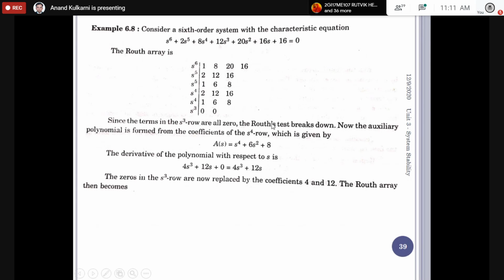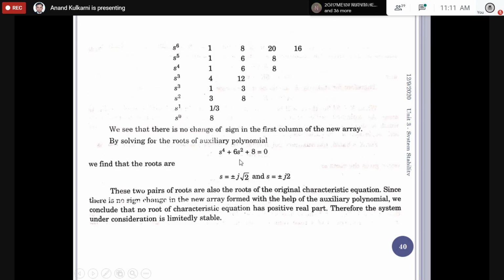See the auxiliary equation, S^4 + 6S^2 + 8. This is the auxiliary equation. The highest power is 2, so you can easily find out its roots. So minus b, that is minus 6, plus or minus the square root of b squared, that is 36, minus 4ac, that is 4 into 8, 32, divided by 2a, that is 2. You will get the roots as plus or minus j omega, plus or minus 2j only.